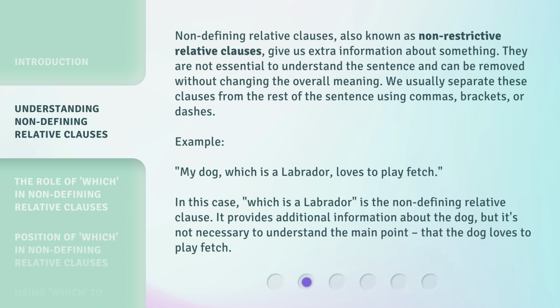Example: my dog, which is a Labrador, loves to play fetch. In this case, which is a Labrador, is the non-defining relative clause. It provides additional information about the dog, but it's not necessary to understand the main point, that the dog loves to play fetch.